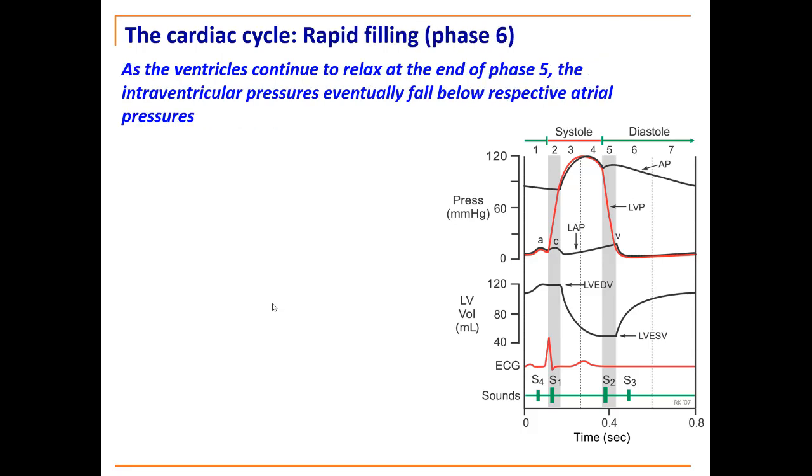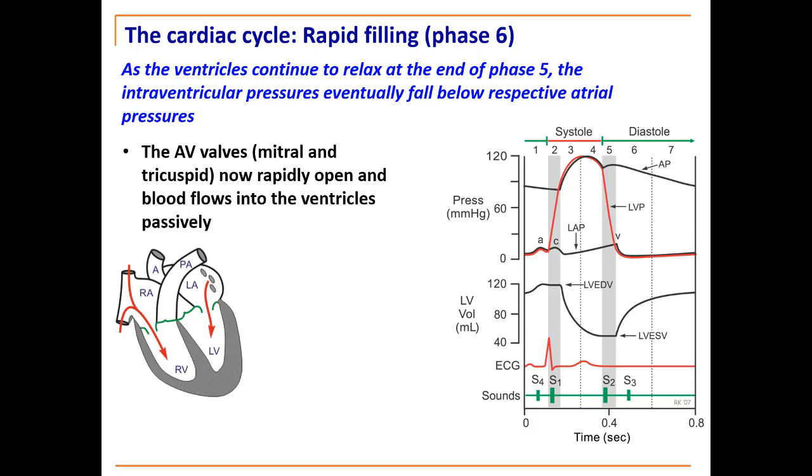So we're now moving on to phase 6. We're still in diastole, so we're still in the filling phase. We're in ventricular relaxation, and we're now going to start filling our left ventricle with some blood. As the ventricles continue to relax at the end of phase 5, the intraventricular pressures eventually fall below that of the atrial pressures. So if we're looking at this image again, following the left ventricular pressure, you can see it falls. And then as we get into phase 6, the rapid filling phase, you can see that it is now less than the left atrial pressure. So now blood can flow into the ventricles down that pressure gradient.